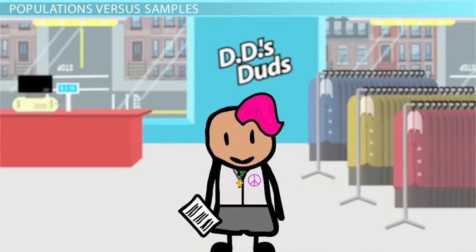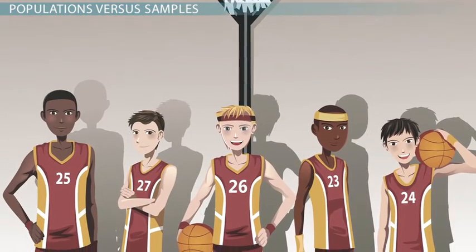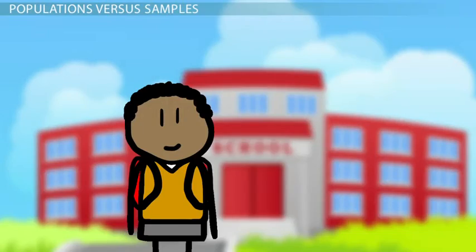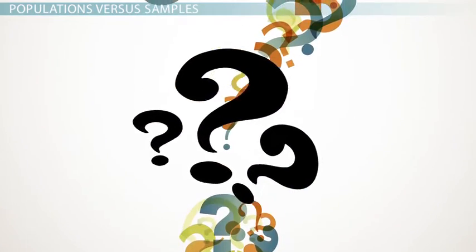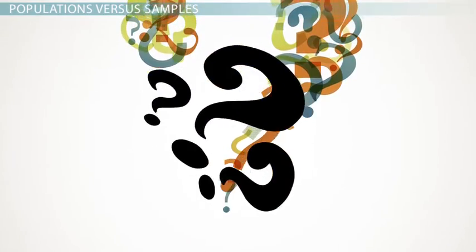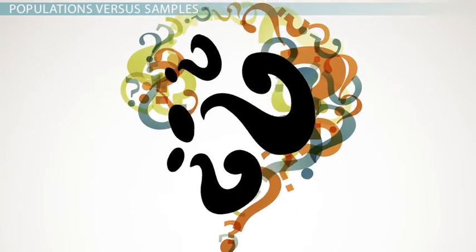Jasmine is now in charge of purchasing new jackets for the athletics teams at her school. She surveys some people on the basketball team and some students that aren't involved in athletics. Based on the information given, can you identify the population and the sample? Pause the video here if you need more time.